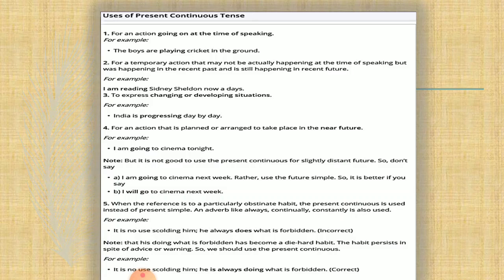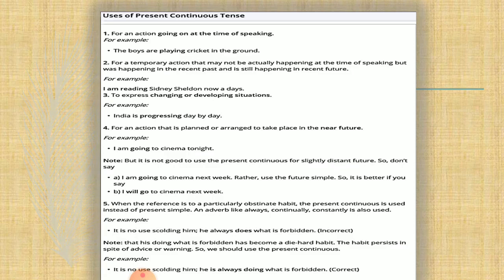We use this tense to tell about motion at present. For example, for an action going on at the time of speaking: the boys are playing cricket in the ground. This is something happening at the time of speaking. For a temporary action which is not happening at the time of speaking but is happening nowadays, for example, I am reading Sidney Sheldon nowadays.